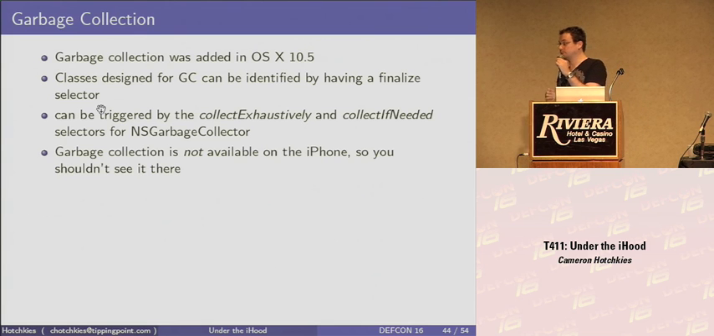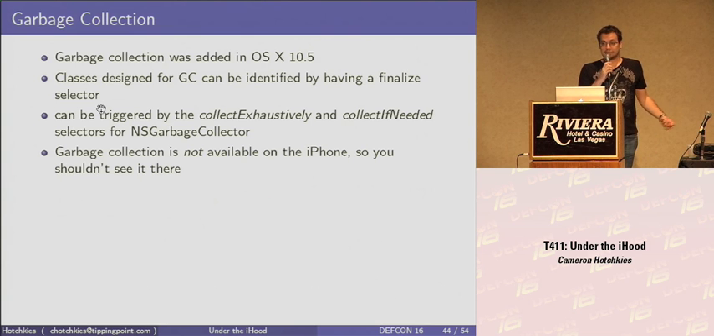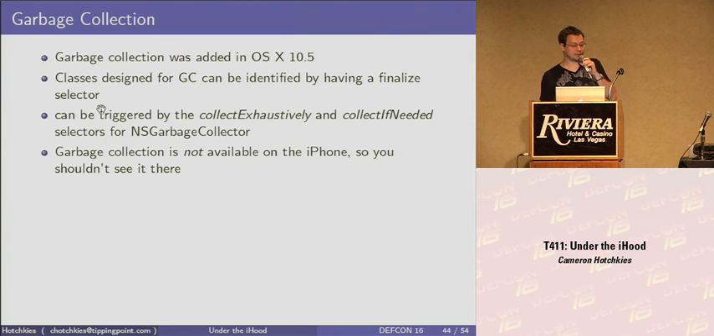Garbage collection. This was added in OS X 10.5, the most recent version, and I haven't seen it used very much yet, but you'll probably start to see it used a little bit more, because then people don't have to worry about calling release and retain as much, and developers tend to be really lazy. I know I was for a while, and I am lazy. So classes designed for garbage collection have a finalize selector somewhere in their class definitions. That's sort of your big tip-off right there.